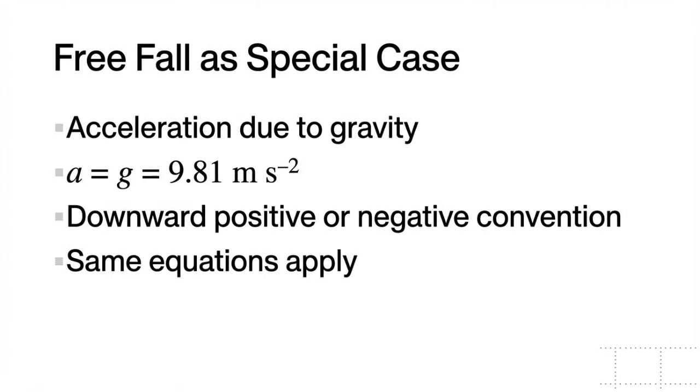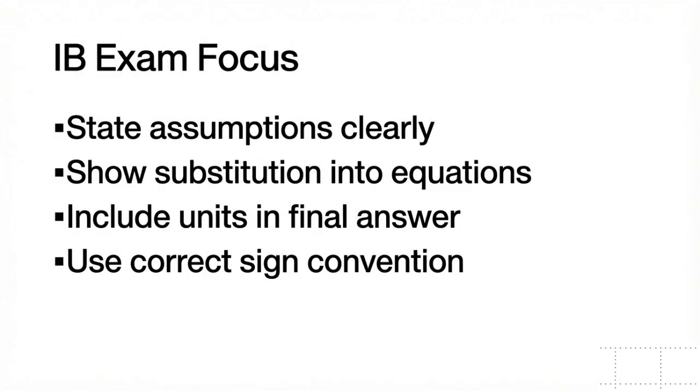When we talk about freefall, we're looking at a special case of motion where acceleration is caused only by gravity. This acceleration is constant and has a value of 9.81 meters per second squared. Depending on how you set up your coordinate system, downward direction can be considered positive or negative, but either way, the same equations of motion still apply. Essentially, free fall simplifies the problem since only gravity acts on the object, making calculations more straightforward while using familiar formulas.